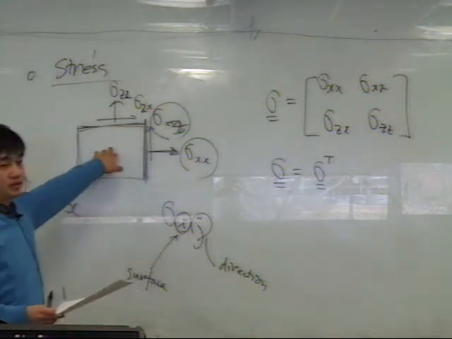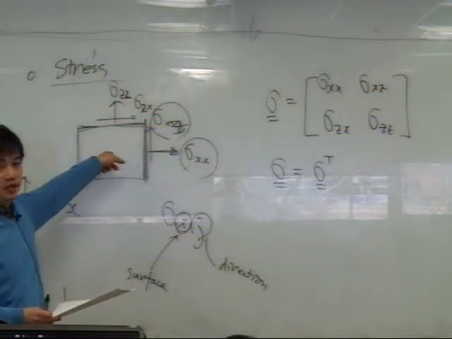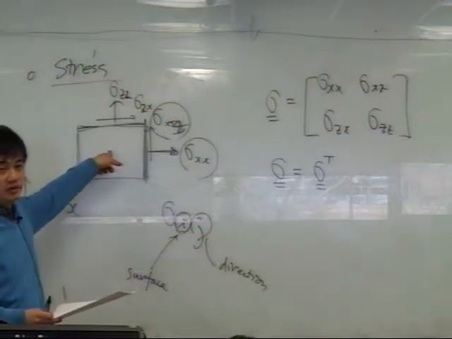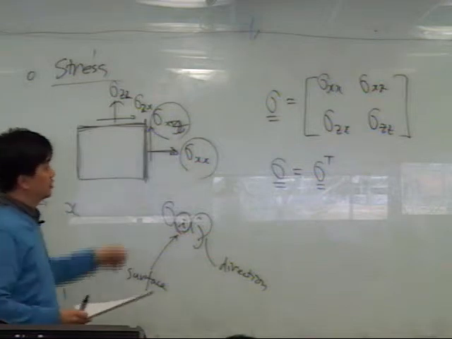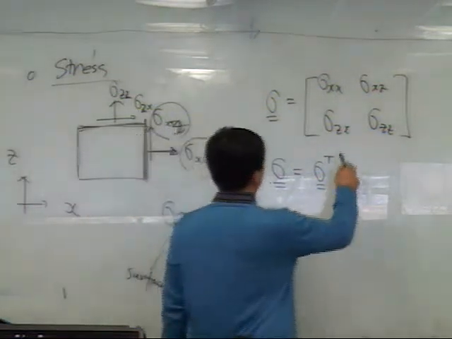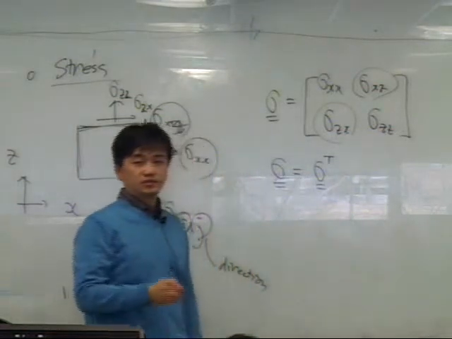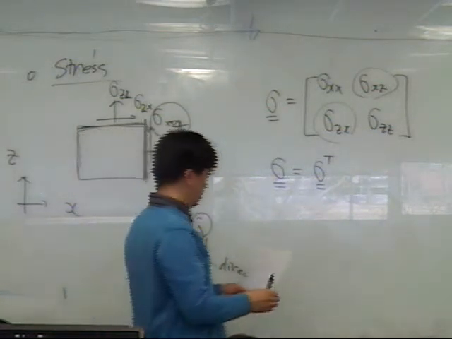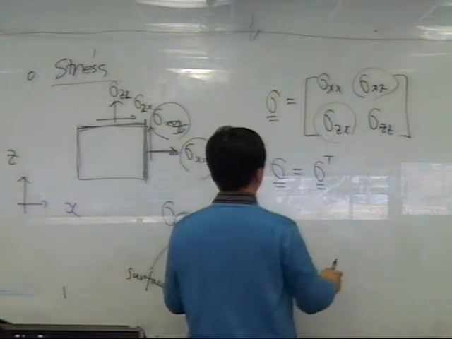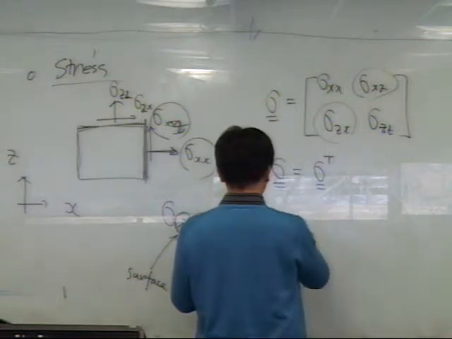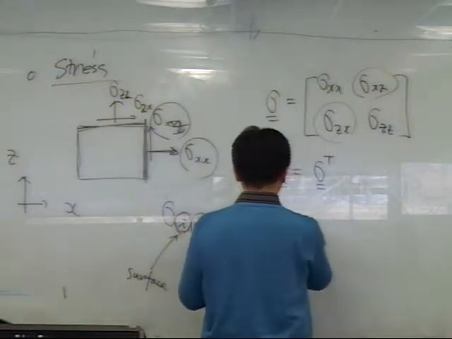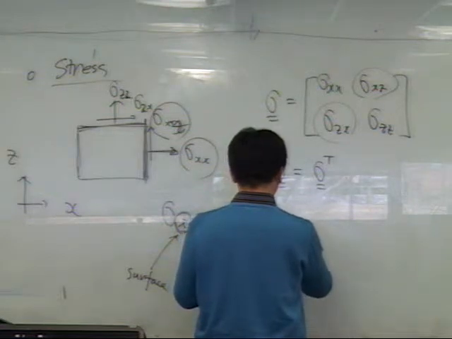Let's see this component here. If you take the moment at the center of this cube, it should be 0, right? So that gives us the property of stress. The stress should be a symmetric matrix. And this is a very important thing.